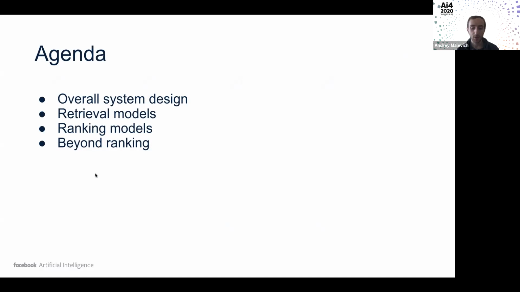So today's agenda is going to look the following way. We start with talking about overall system design. Then I'm going to talk about retrieval models in detail and why we care about this. Then I'm going to talk about ranking models. And in the end, I'm going to talk about what could be beyond this.